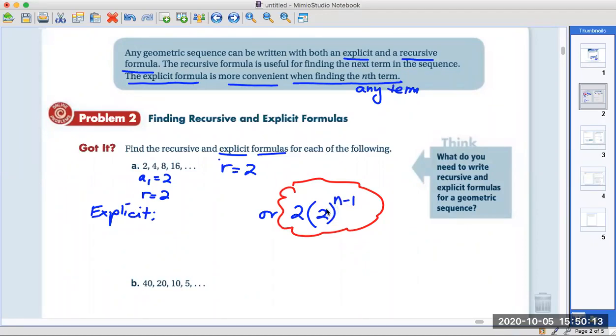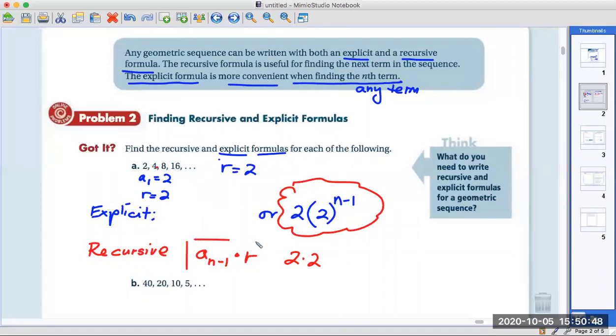Okay. The recursive is you take the previous term, which is denoted a sub n minus 1, and you multiply by r. And so that would be, well, it's the same thing, 2 times 2, that's it. That's it in our case. 2 times 2 is 4. You always take the previous term and multiply by 2.